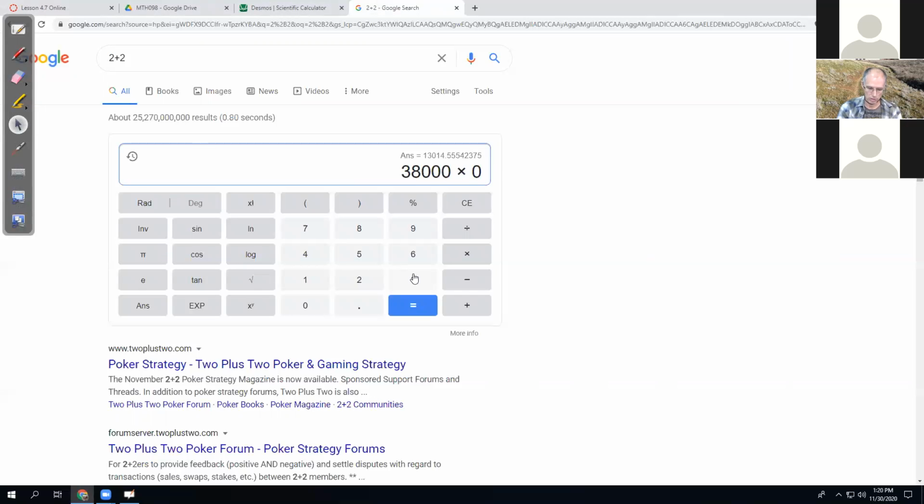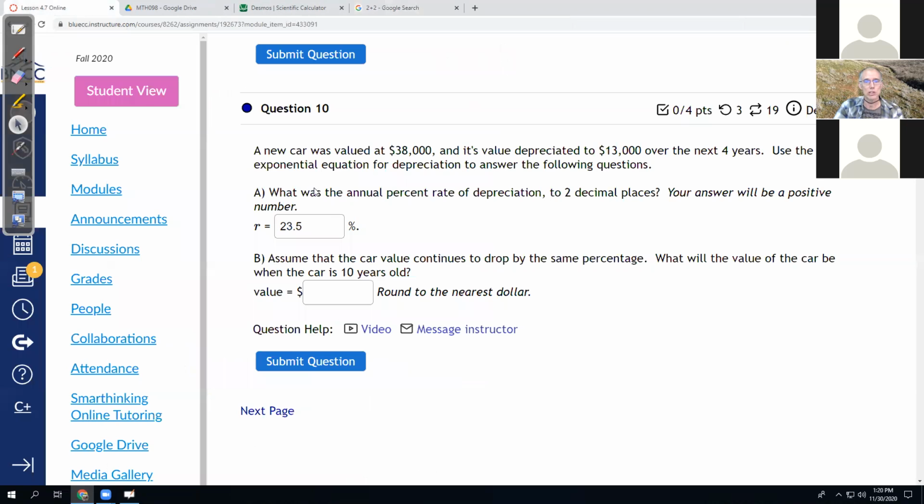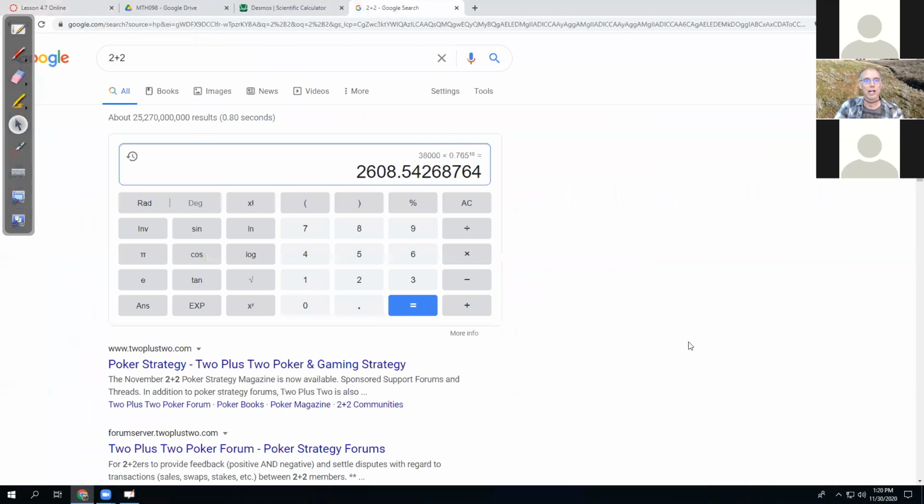38,000 times 0.765 raised to the power 10 is, it's only worth about $2,600. Okay, so over 10 years, cars lose a lot of value, especially this car. And cars depreciate at different rates. Some cars hold their value better than others do. How do they want the answer? Round to the nearest dollar. I would have totally missed that if I didn't read back. So then I would say it's $2,609.